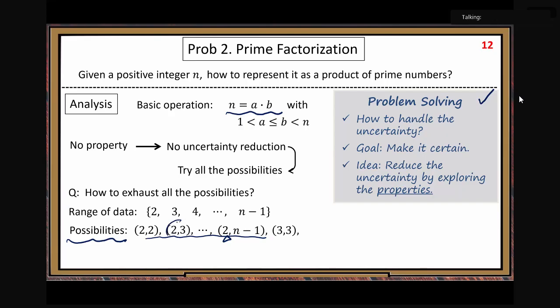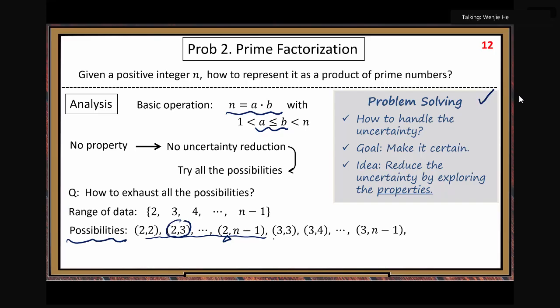Because we already considered the 2, 3 pair, and here we assume A is less than or equal to B. So we do not consider the case B less than A. In that way we can reduce the number of possibilities. Otherwise, you do some redundant work. Then we keep going.